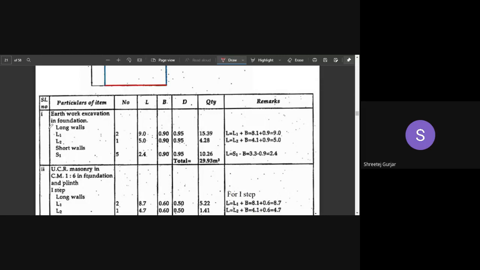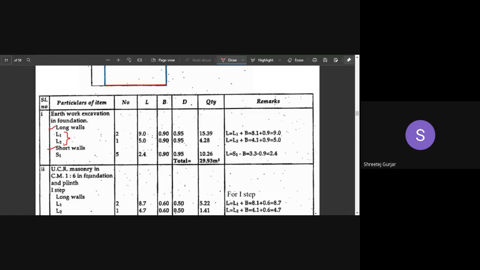So first we always calculate for long walls and then we move on to short walls. Long walls we have two types, L1 and L2. So we have to calculate separately for L1 and separately for L2. In the previous problems we had not done it this way. We had calculated long walls and short walls together because they were the same in number and similar.